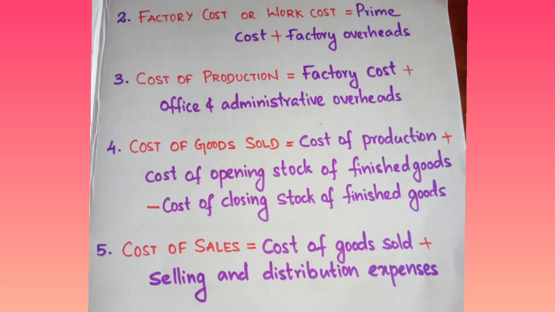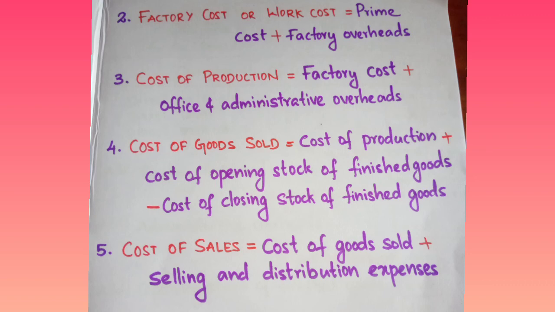So we can also say that the factory overheads are the indirect material, indirect labor and indirect expenses incurred in a factory. Then the third one, cost of production. The cost of production is also known as office cost, and it can be defined as the cost arrived at by adding office or administrative overhead to factory cost. Here the administrative overhead refers to all costs incurred on management, maintenance of accounting records, office records, etc. Then the fourth one, cost of goods sold.